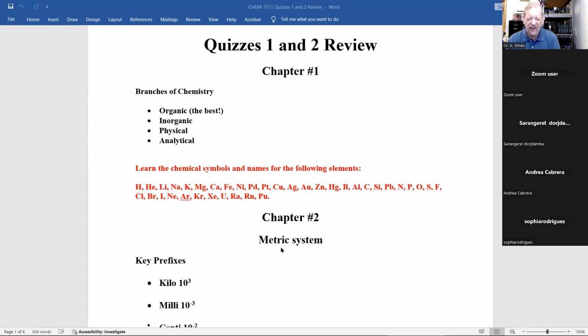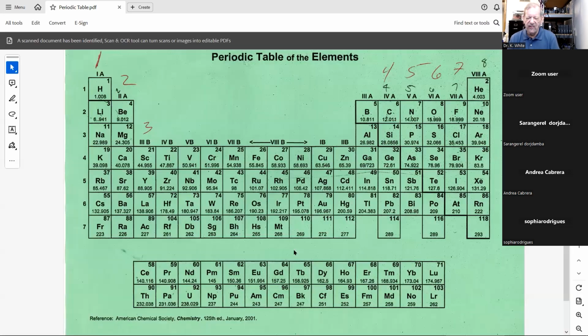Now, the periodic table you'll be given, which you can download for quiz number 1, is this one. This will also be in the download area of the assignment for quiz 1. And this is the periodic table you should use.